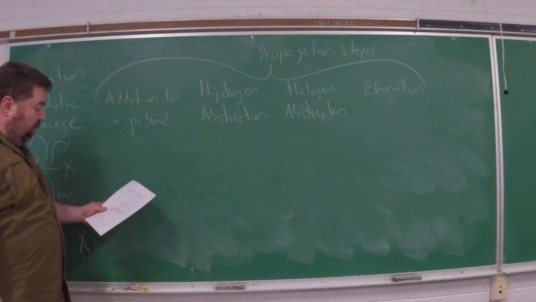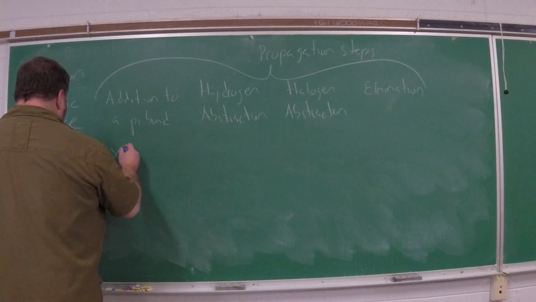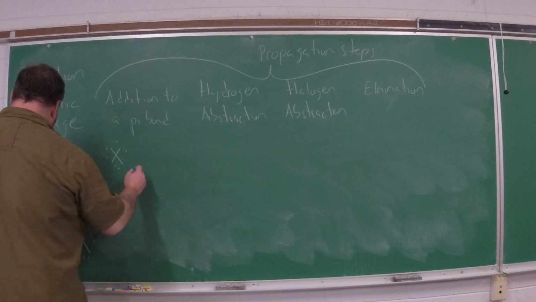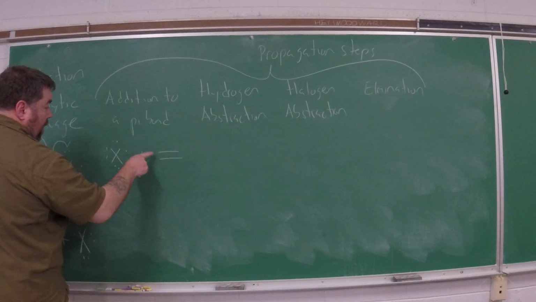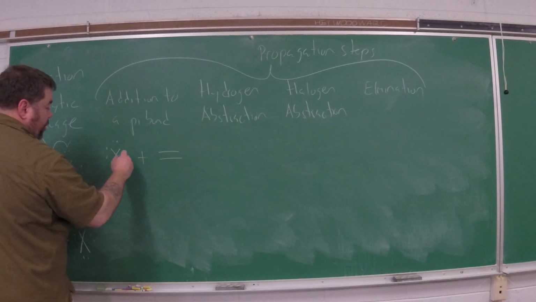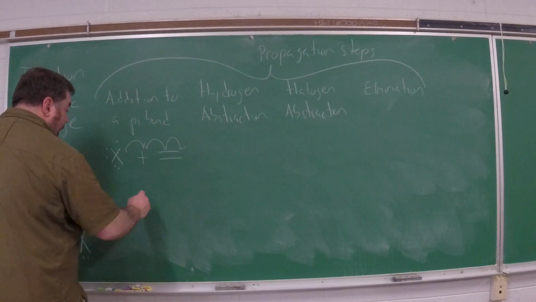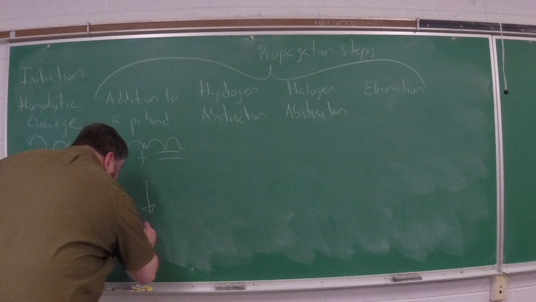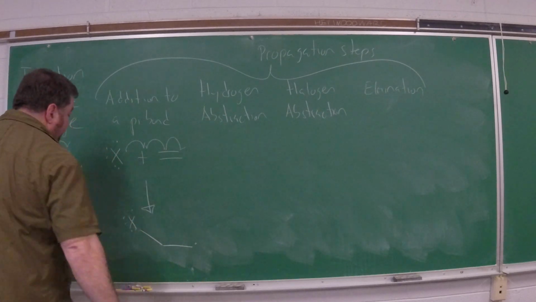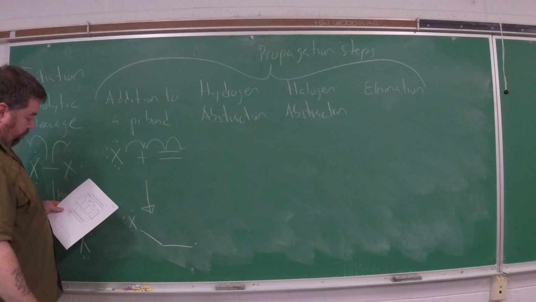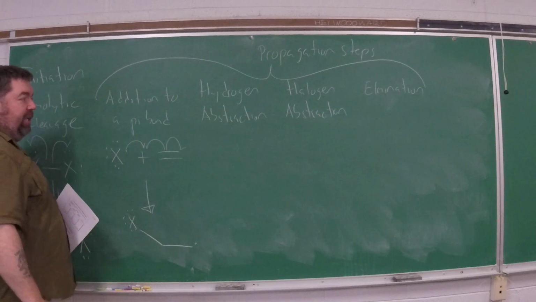All right, let me quickly write these out once again, and you should be writing these out also. So again, addition to a pi bond, so we're adding this halogen here. And we're going to get this. Notice the propagation step. Notice what happened. We had a free radical, we still have a free radical. That's why it's called propagation.